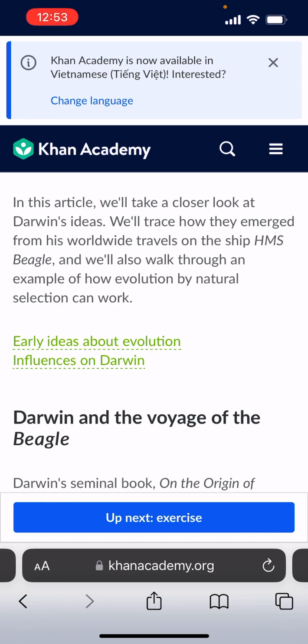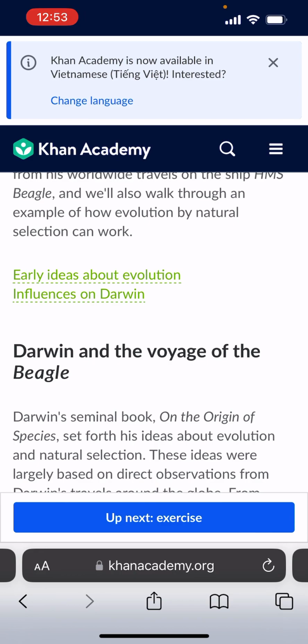In this article, we'll take a closer look at Darwin's ideas. We'll trace how they emerged from his worldwide travels on the ship HMS Beagle, and we'll also walk through an example of how evolution by natural selection can work.